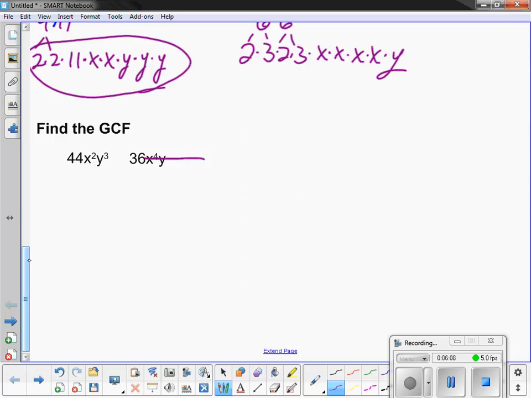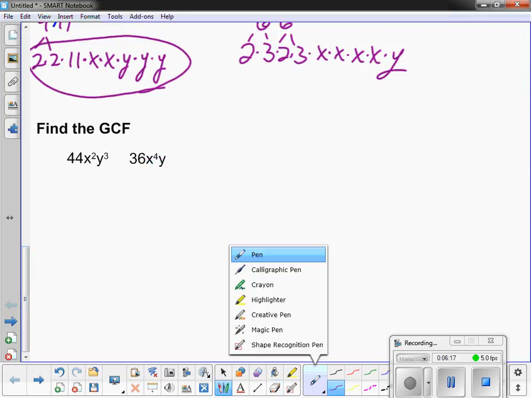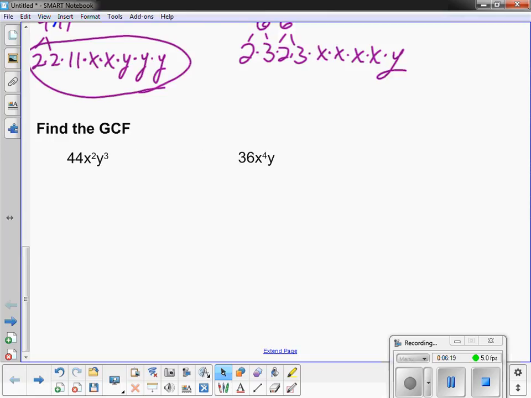Okay, GCF now. Got a lag. I hate it when it lags. Okay, so GCF. I've got 2 ways I can do this. Way number 1, I find all the factors, which is like we did up above. List all the factors. And then I find which number is the biggest. Option 2.